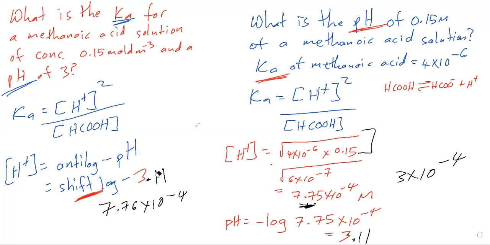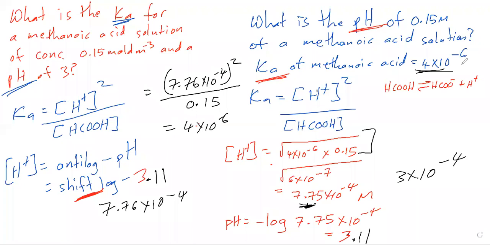So now we have the hydrogen ion concentration, so we can plug it into our equation. H plus squared would be 7.06 times 10 to the minus 4, squared, divided by 0.15. That gives 4 times 10 to the negative 6, just like we have here. You can't work with 3, because if you work with 3 you get 1 times 10 to the minus something, which doesn't work.